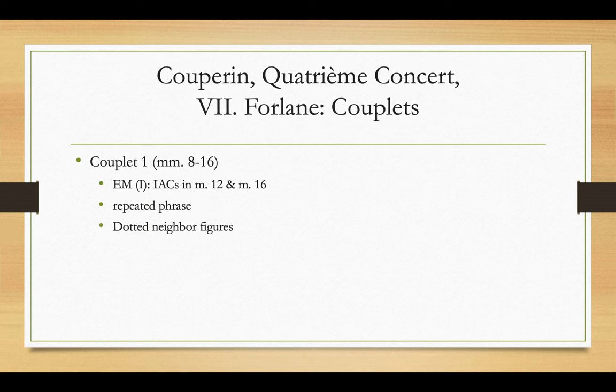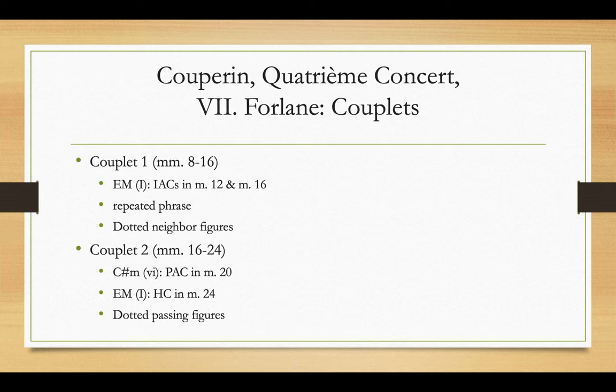The second couplet is the first to venture outside of the tonic key. It begins in C sharp minor, so the submediant key in relation to tonic E major. It does confirm that key with a cadence, a PAC to be precise, but by the end of the couplet, the passage has modulated back to E major, ending with a half cadence, heightening anticipation for the return of the refrain that would be played immediately after this.